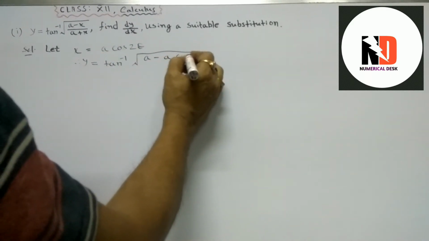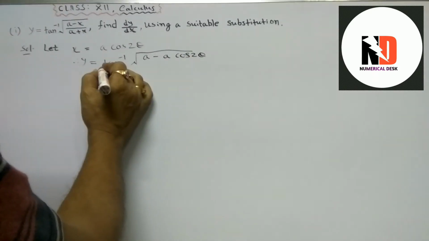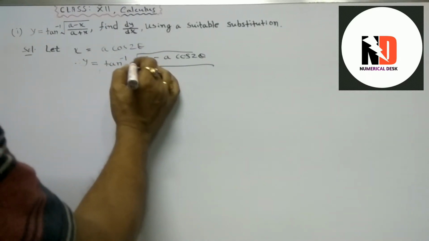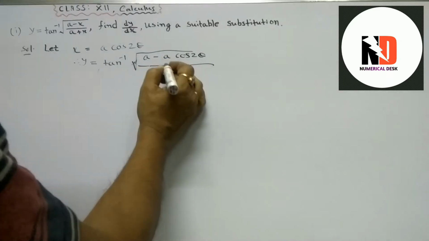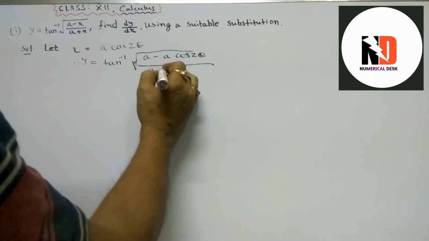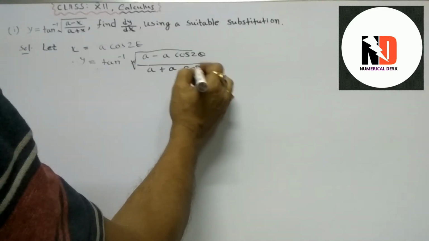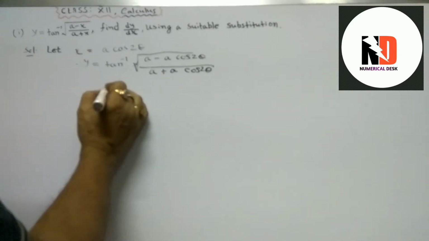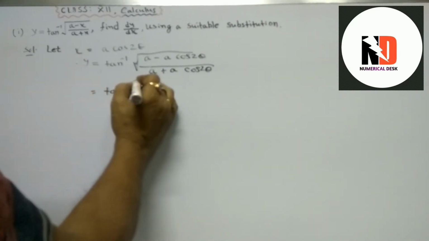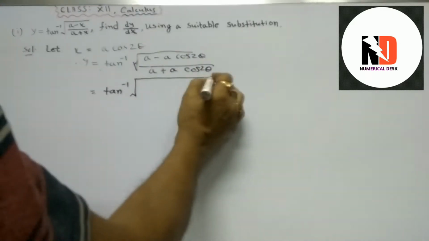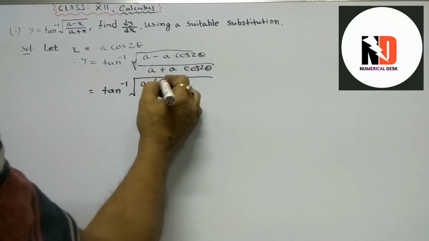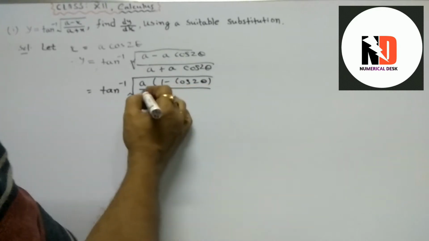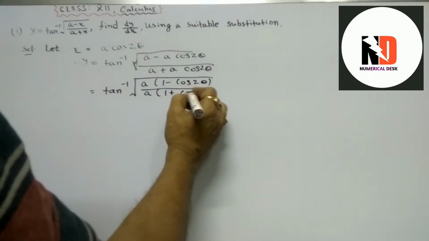So let's write down the sum. So x equals a cos 2 theta. And in the denominator it becomes a plus a cos 2 theta. Be careful about the substitutions. Substitution is very important. You must follow it very carefully and practice it. So it is a special trigonometric substitution.